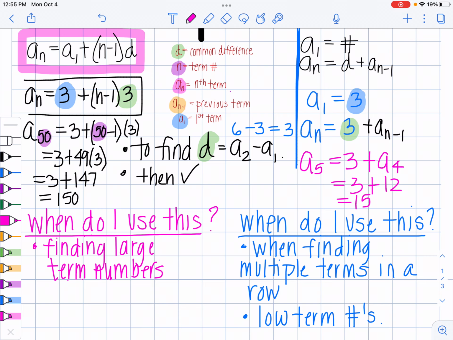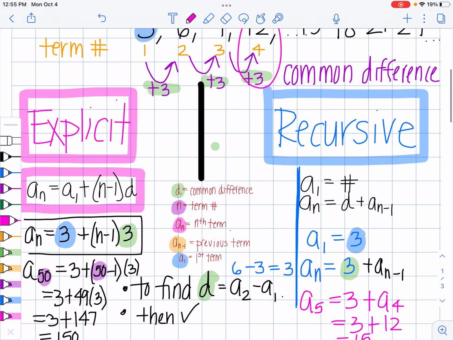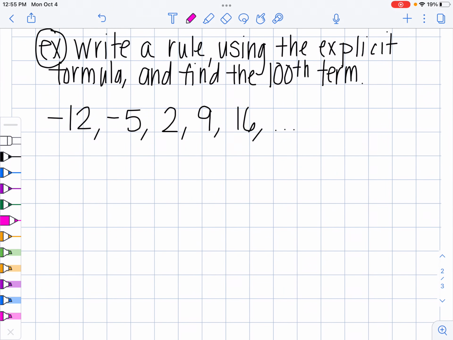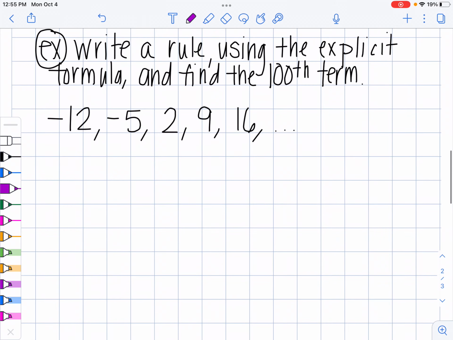Okay, so I have a couple examples for you on top of this one that we just did to talk about the difference between explicit and recursive. So this first one here says, write a rule using the explicit formula and find the 100th term. So my explicit formula says a sub n is equal to a sub 1 plus n minus 1 times d. All right, so I have to find my first term.